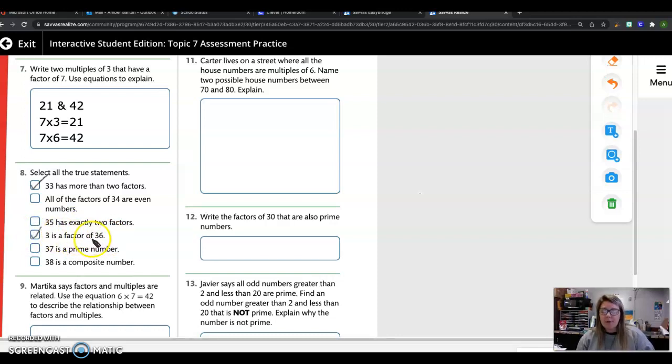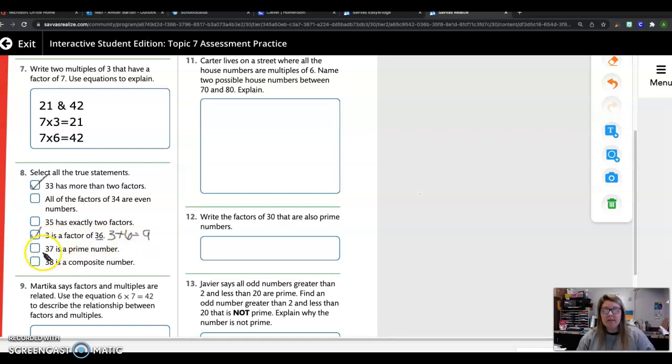But if you don't quite remember, one way that we can tell if a number is divisible by 3 is to find the sum of the digits. For example, 3 plus 6 equals 9. If the sum of the digits is divisible by 3, then the whole number is divisible by 3. Since 9 is divisible by 3, that means 36 is divisible by 3.